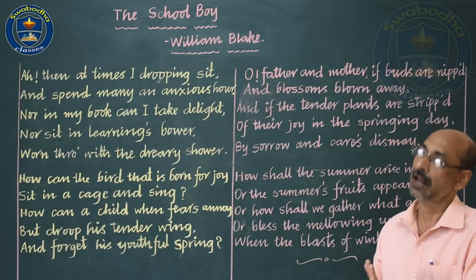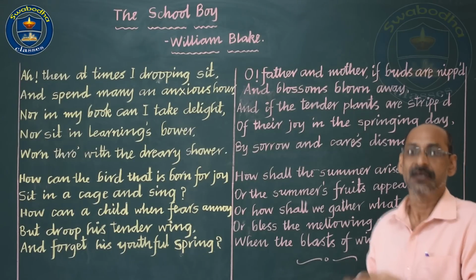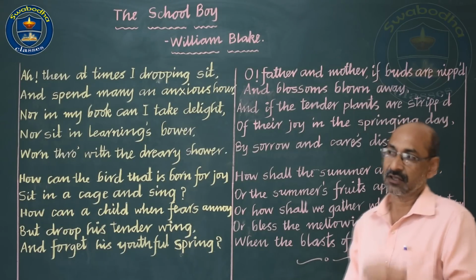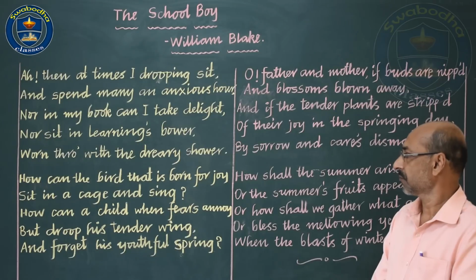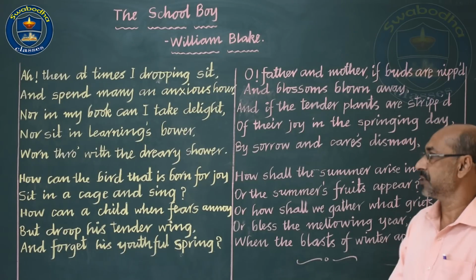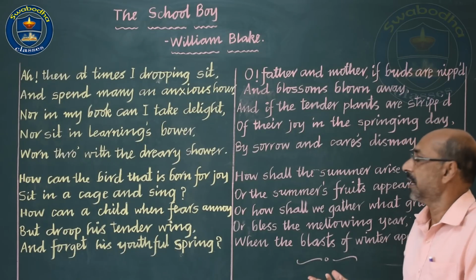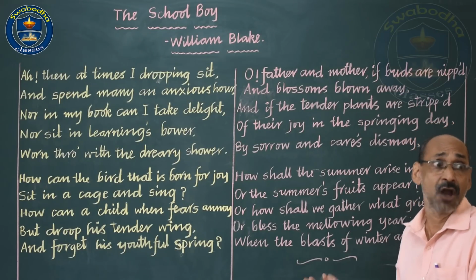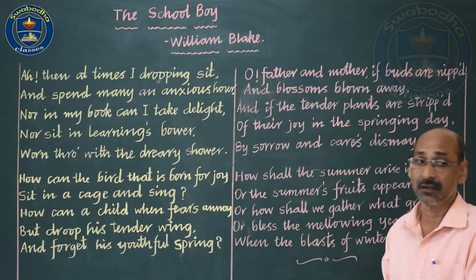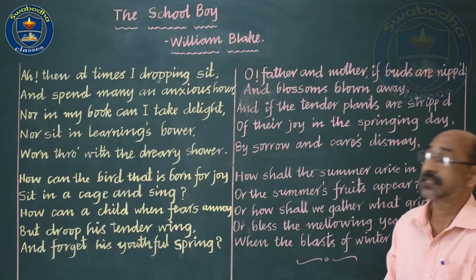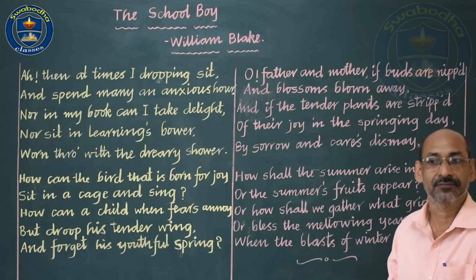Answer is simple, but the poet doesn't expect it from the reader. The second rhetorical question is, how can a child, when fears annoy, but droop his tender wing and forget his youthful spring?